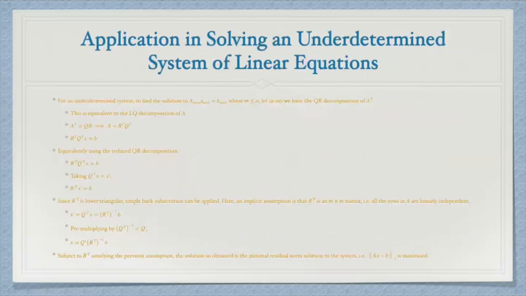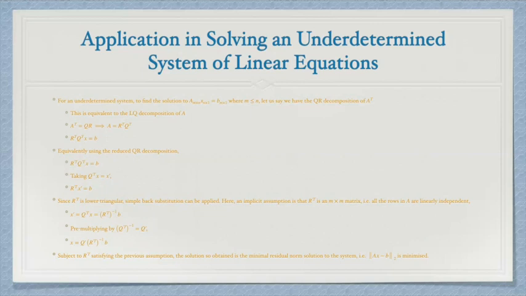Further, for an underdetermined system, however, we cannot apply QR decomposition, since as mentioned previously, QR decomposition only applies when the number of equations m is more than or equal to the number of variables n. Thus, in this case, we can use the QR decomposition of A transpose, since the QR decomposition of A transpose applies when m is less than or equal to n, since A transpose is an n cross m matrix.